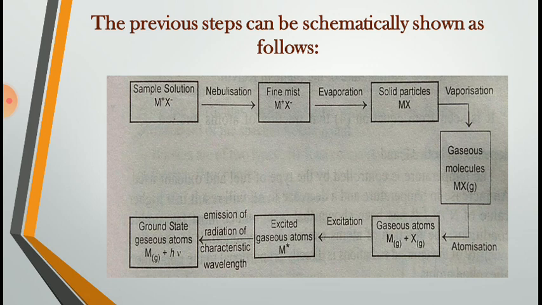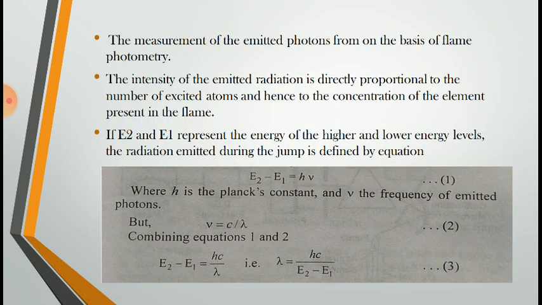Now we will see the measurement of the emitted photons on the basis of flame photometry. The intensity of the emitted radiation is directly proportional to the number of excited atoms and hence to the concentration of the element present in the flame.